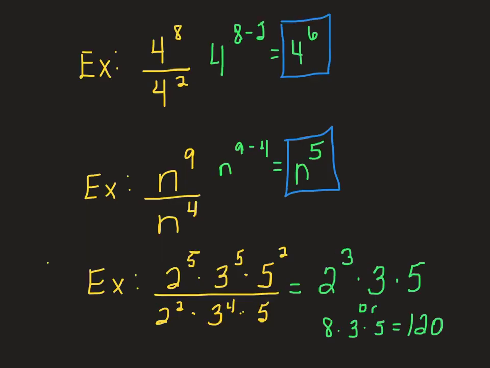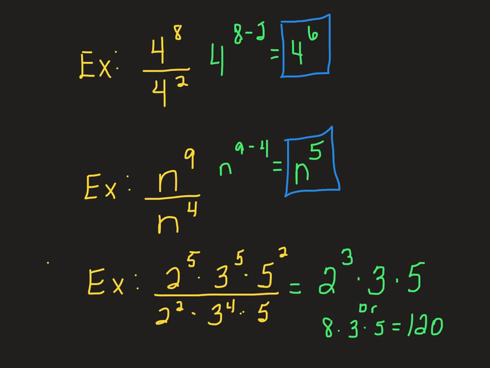Done and done. All right, here's some that I did. 4 to the 8th power over 4 squared, or 4 to the 2nd. So I told you my iPad messes up. So 8 minus 2 is 6. That's 4 to the 6th power. Now, this example here, n to the 9th power over n to the 4th. If you subtract your exponents, you get 5. So it's n to the 5th power.